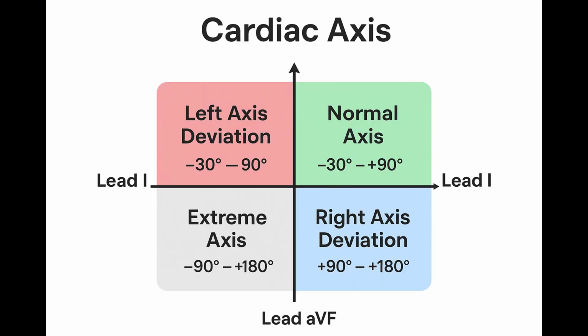Okay. If lead I is positive, thumb up, but aVF is negative, thumb down, the axis is deviated to the left. Left axis deviation, often a clue for left ventricular hypertrophy or maybe a left bundle branch block. Got it.